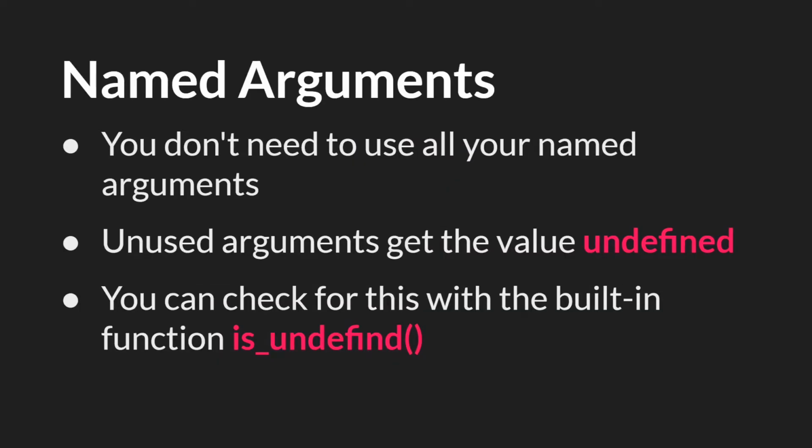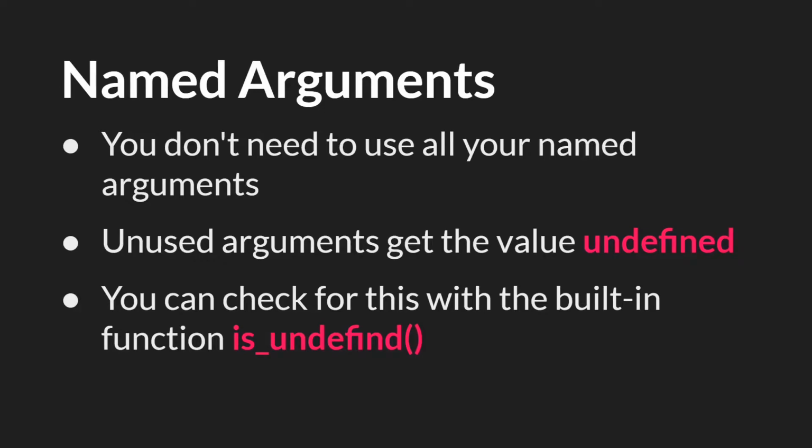Next up, we have named arguments. And this one I think is actually quite cool. You don't need to use all of the named arguments in a function. So when you create a function, whether that is through a script function or a method variable, you can use named arguments in 2.3, but you don't need to pass in all of those arguments. Any unused arguments get the value undefined.